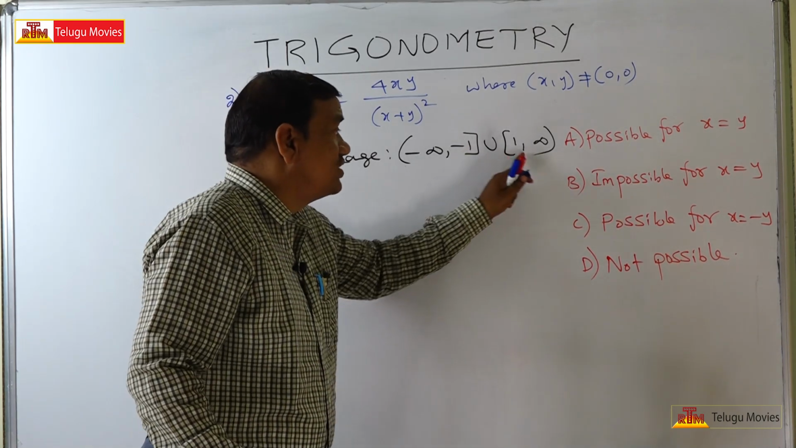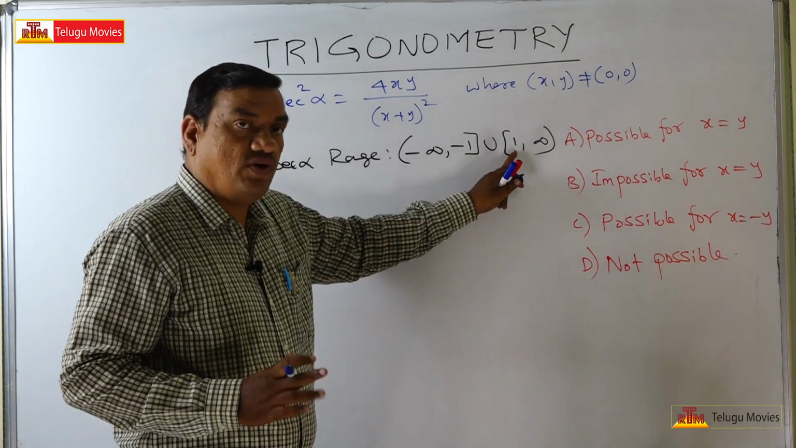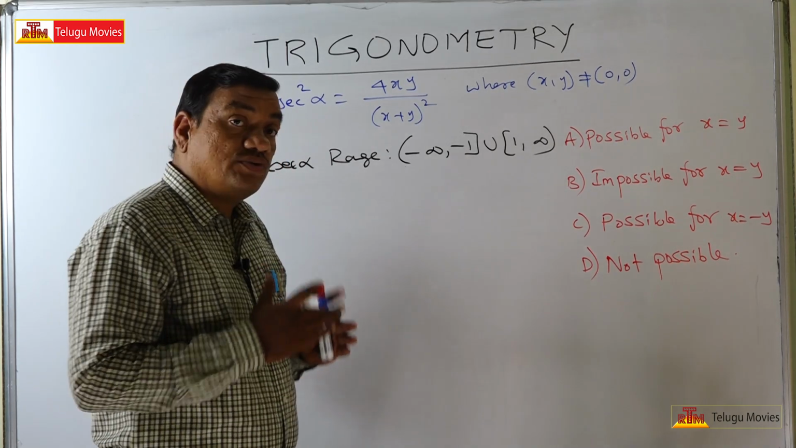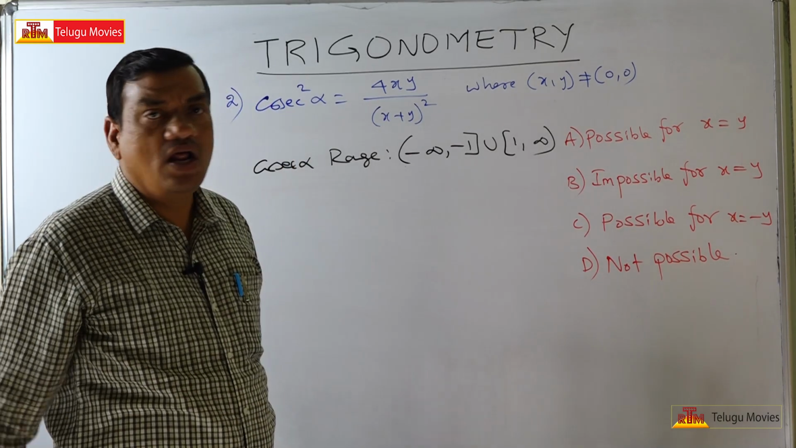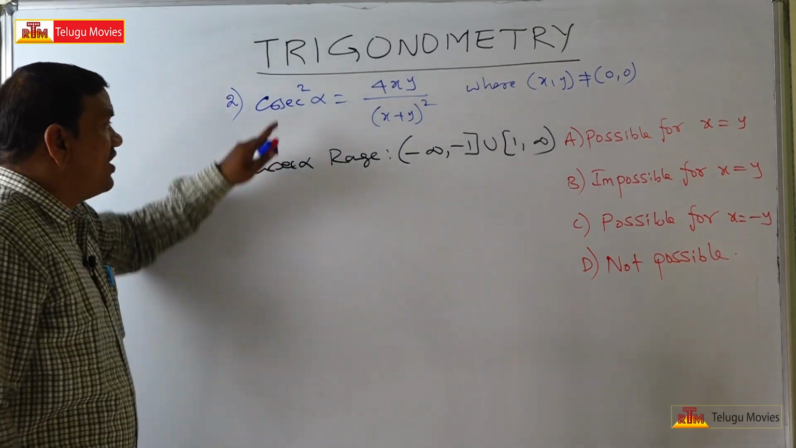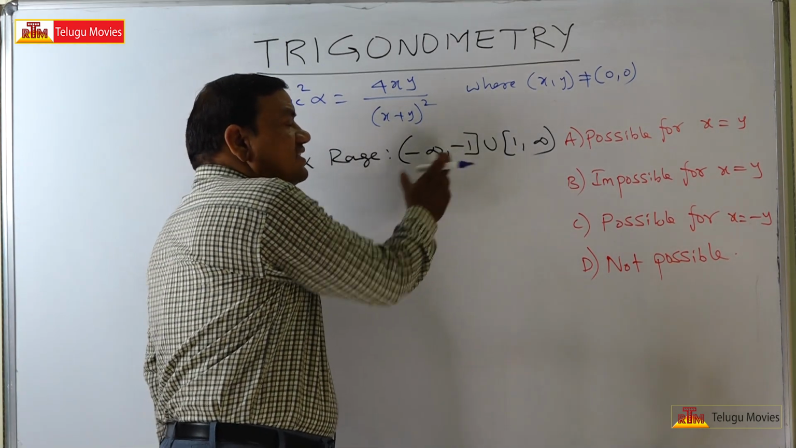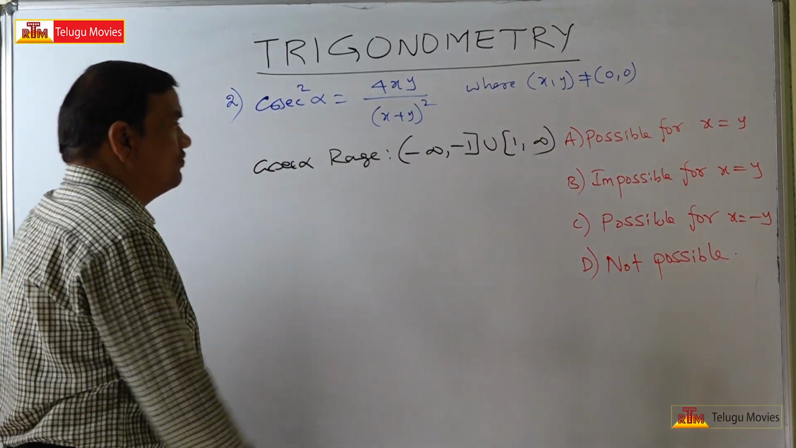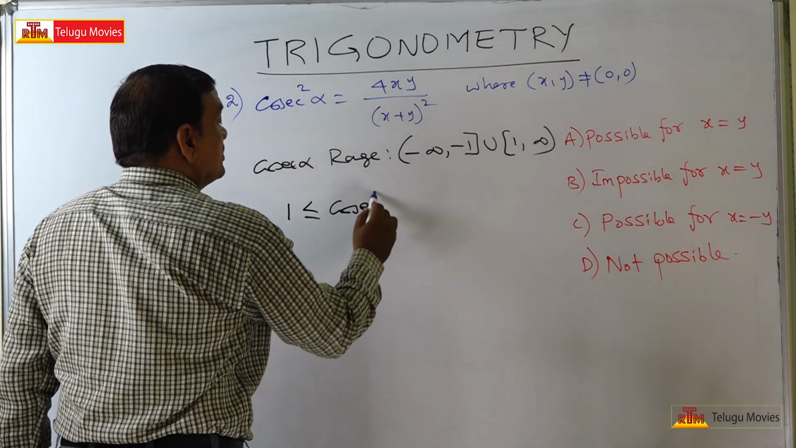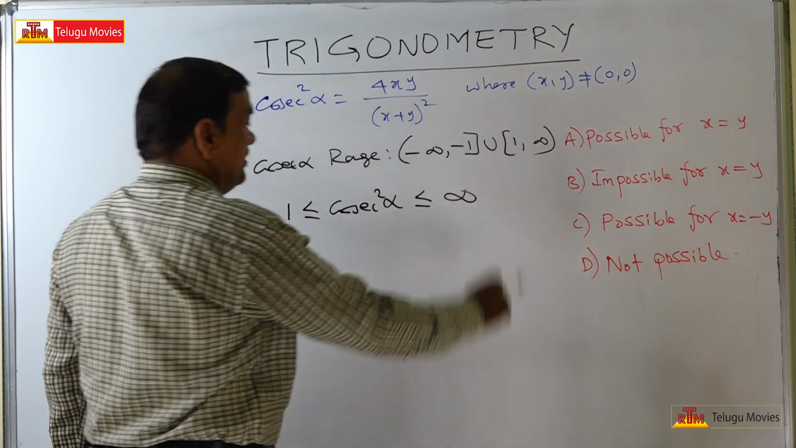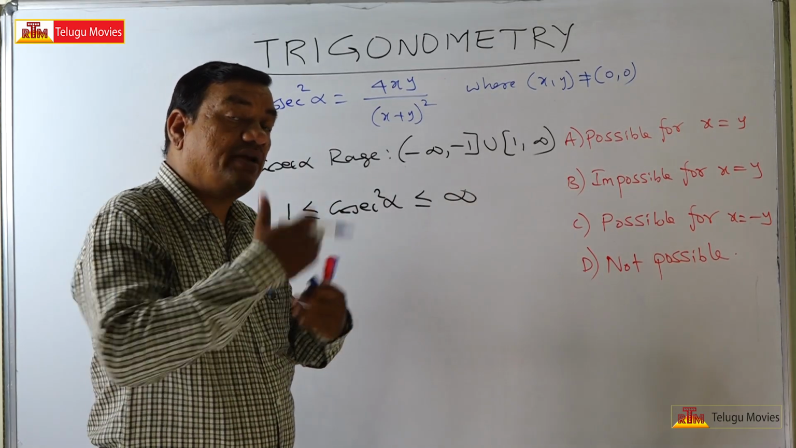Sin alpha range is minus 1 to 1. Both cosecant alpha and sin alpha take minus 1 and 1, but sin alpha lies between minus 1 and 1, whereas cosecant alpha does not lie between minus 1 and 1. So that is the thing. When you are squaring on both sides, these negative values automatically become positive values. So what can we say? 1 is less than or equal to cosecant square alpha, less than or equal to infinity. Squaring means these negative values also become positive values.